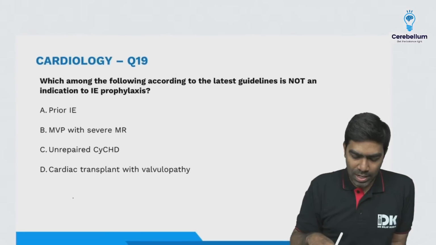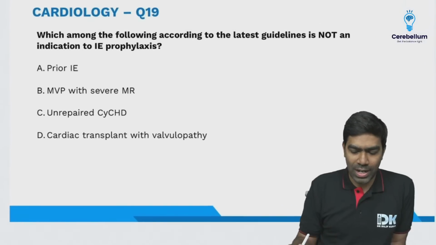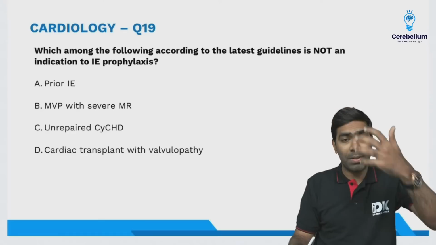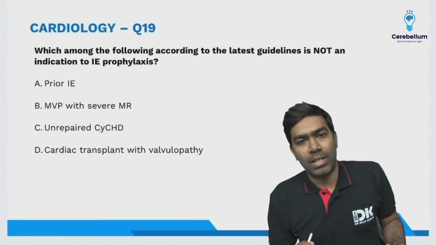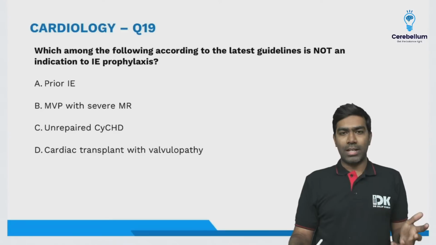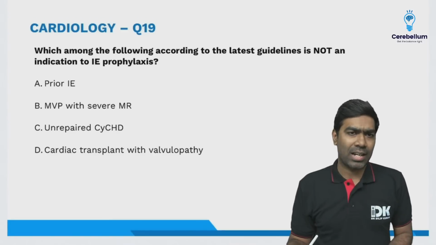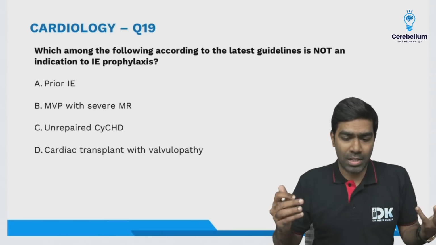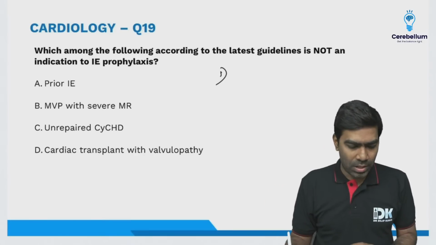Now coming to question number 19. Which among the following, according to the latest guidelines, is not an indication for infective endocarditis prophylaxis? This is a common question that's been asked in the recent 2-3 exams. Very commonly they're asking this again and again. So I told you there are only 5 indications for infective endocarditis prophylaxis.